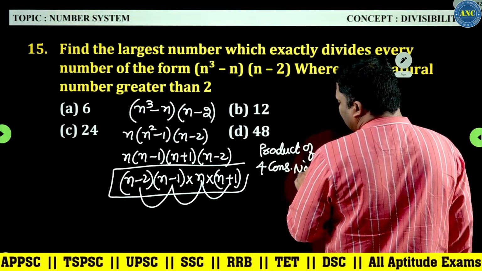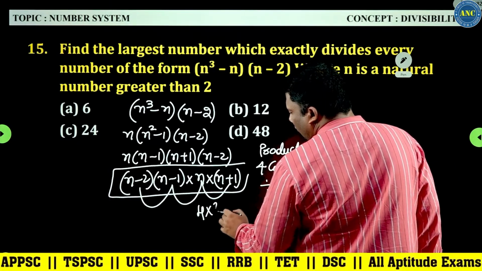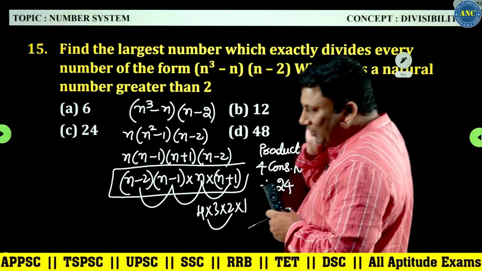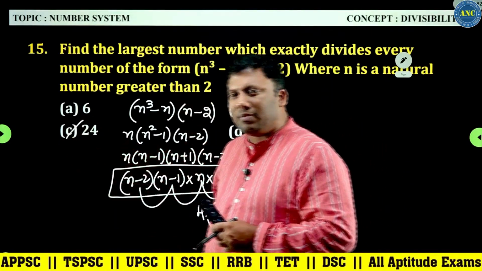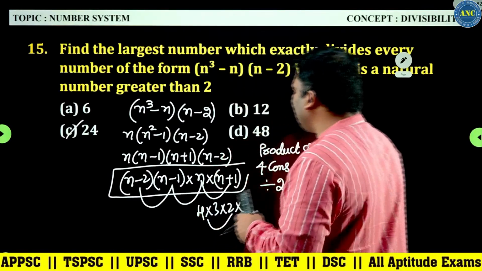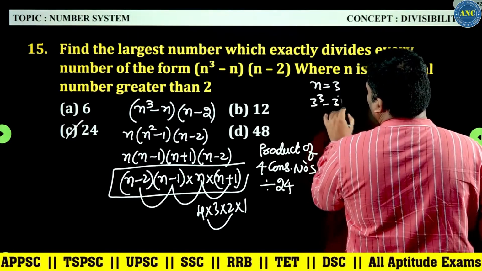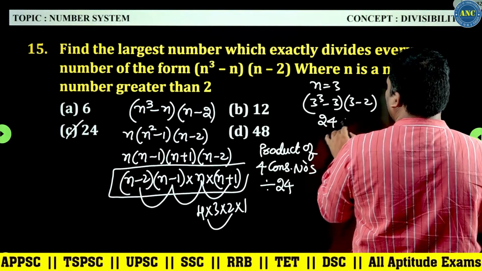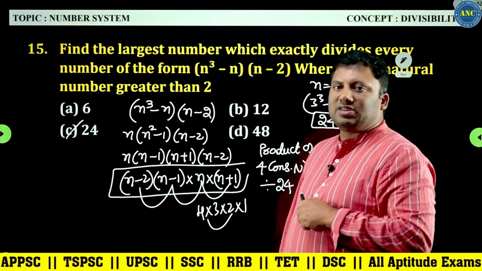It is always divisible by 24. You take any 4 consecutive numbers: 4 into 3 into 2 into 1, which is 24. Or you can take any natural number for n. If I take n as 3, then 3 cube minus 3 into 3 minus 2 is 27 minus 3, which is 24 into 1. The answer is divisible by 24.